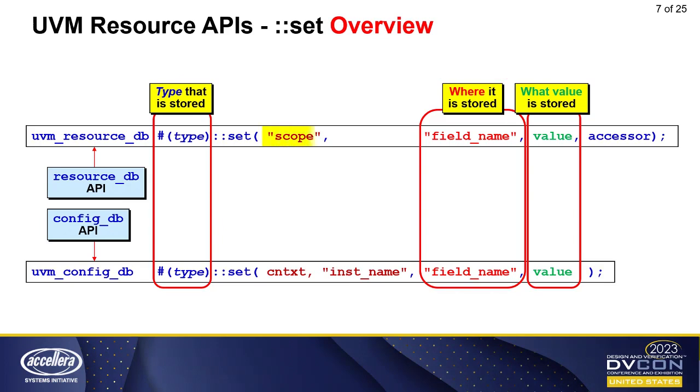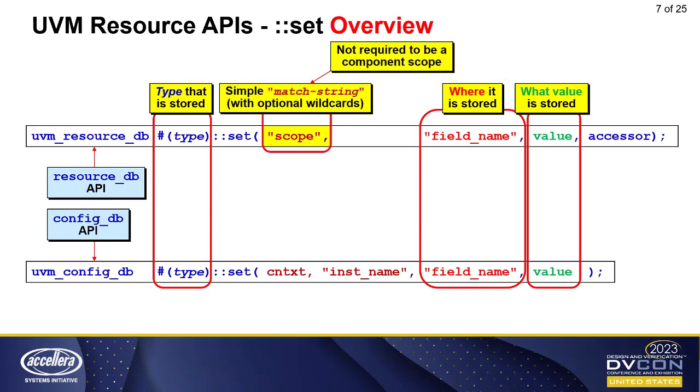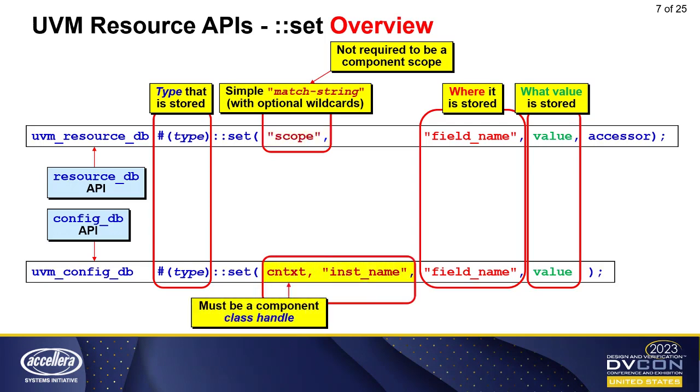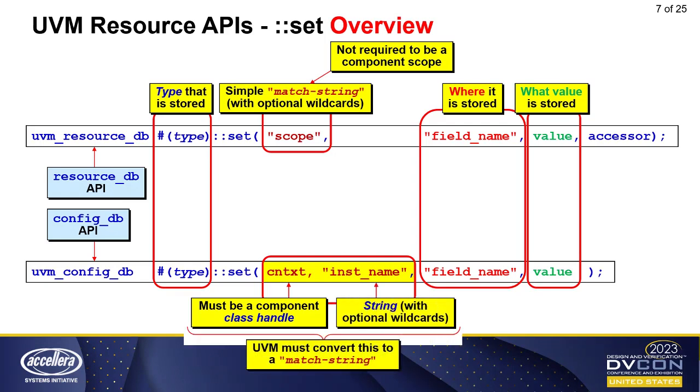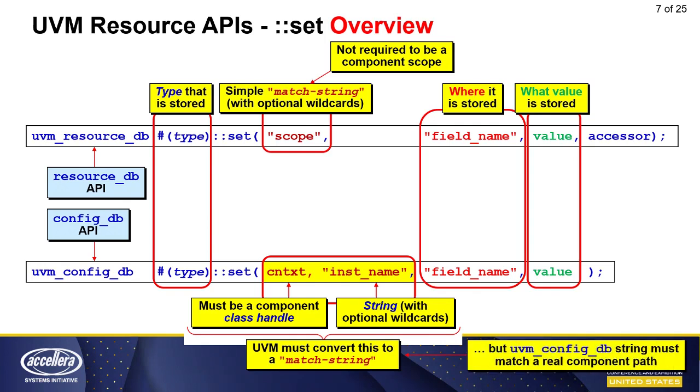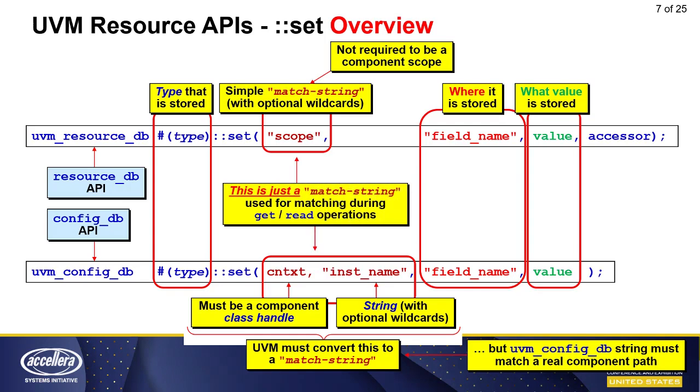The first argument of the UVM Resource DB set command is the resource scope, which is a somewhat misleading name since this is just a simple matching string that does not have to correspond to an actual component scope. Similarly, the first arguments of the UVM Config DB set command are a context class handle, which must be a valid handle to a component, and an inst name string. UVM must convert the handle and string into a matching string, which must be a string to a valid component path. So the first argument or argument pair is really just a string, which must be matched during get and read operations.